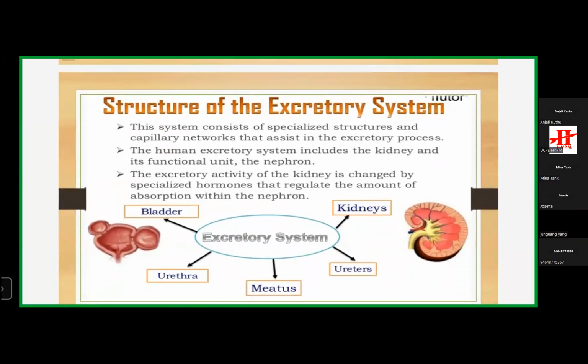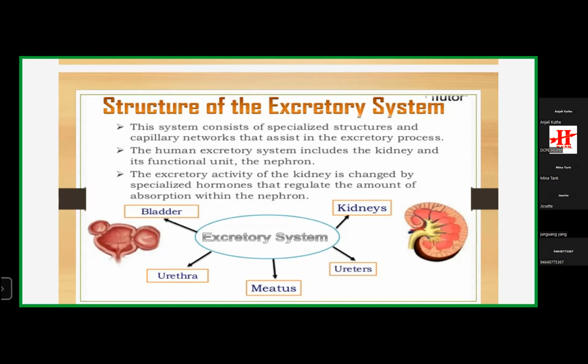One by one, we will see the structure of the excretory system. The excretory system consists of, first, the urinary system, and this system includes kidneys, ureter, urethra, the bladder, and all that. So this is the urinary system, and various organs of the urinary system are in front of you, and the most important is the kidney. So you must know about the structure and function of the kidney.